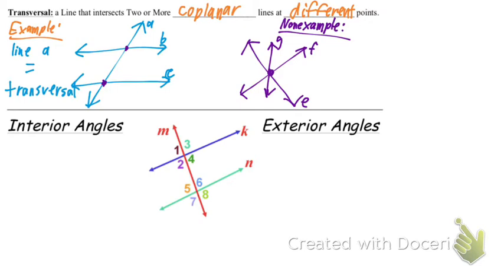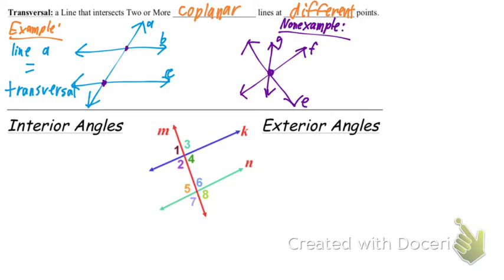Would it still be a transversal if line A was a ray instead, and it started at line B and went down? Great question. By our definition of transversal, it is a line, so it has to be a line. So it wouldn't be a transversal if it was a ray or a segment. Technically it would not be.